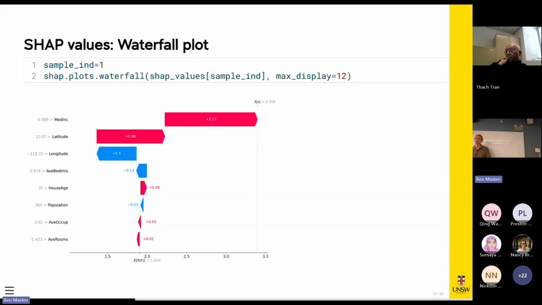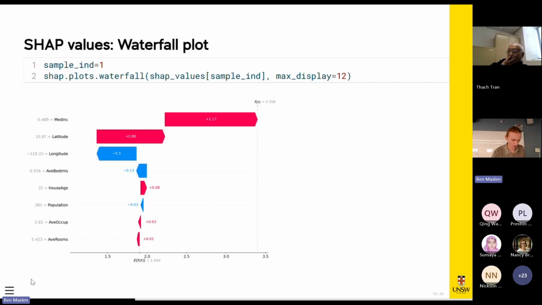So this particular block of houses, they're worth quite a lot of money. They're worth $339,000 US dollars, the median house price of houses within that block. So what SHAP values tell you is how, for this particular sample, we've gone from the average predicted value to the observed predicted value for that particular sample. And we're trying to divvy up how the features are contributing to that difference.